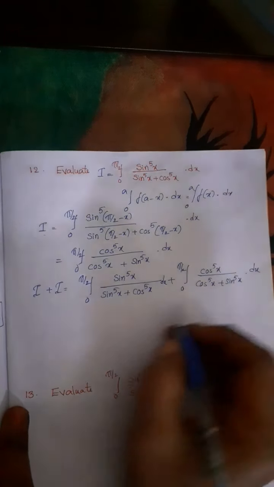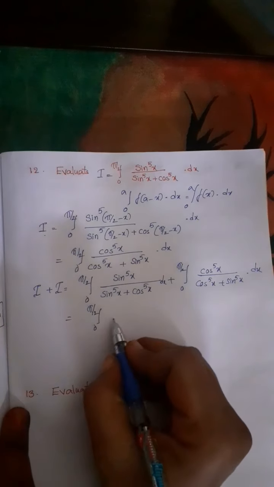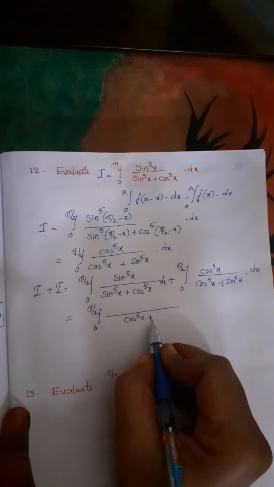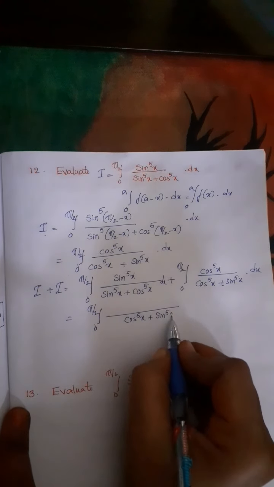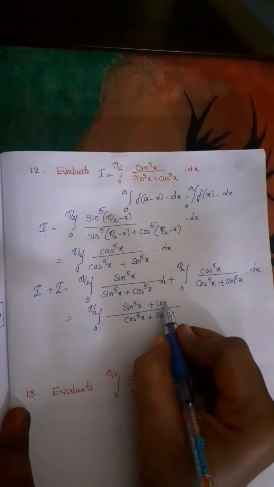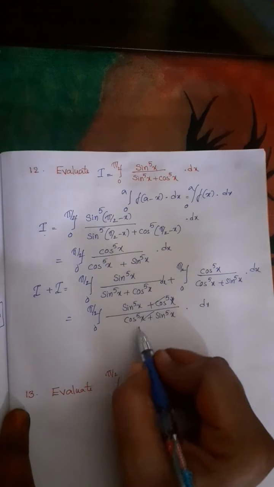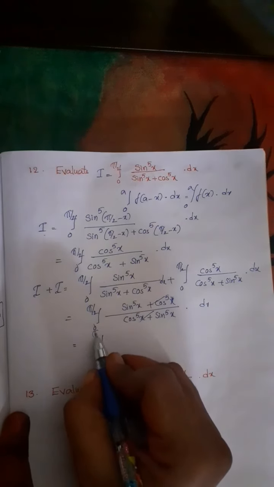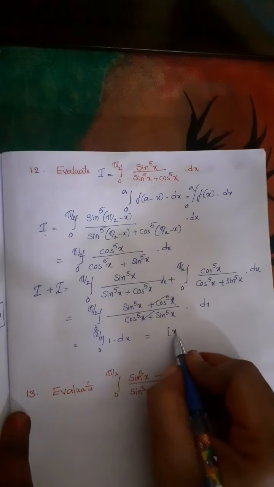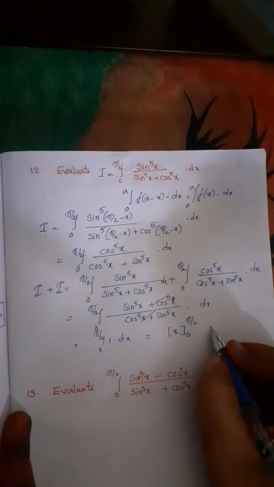If you observe the denominator part, both are the same, and the limits of integration are also the same. I am writing the denominator part and now the numerator part; we have to take the sum of these two parts dx. Both terms are the same, so we will have the integral 0 to pi by 2 of 1 into dx, which is equal to the integration of 1, which is x, and the limits are 0 to pi by 2.